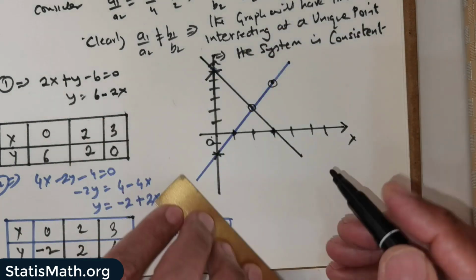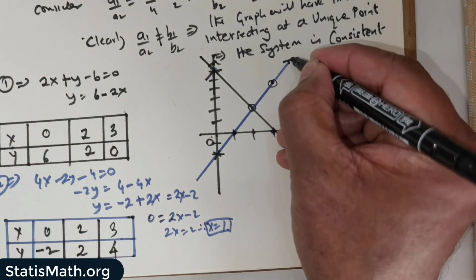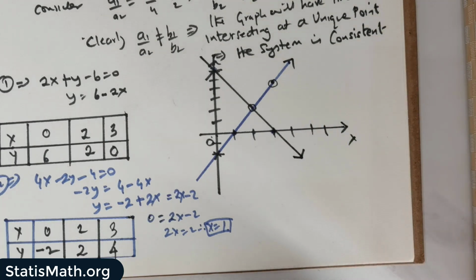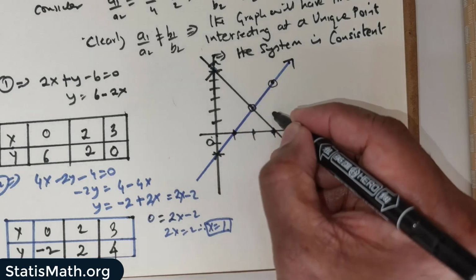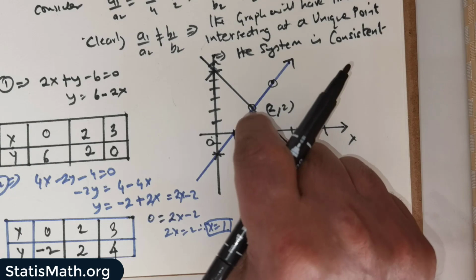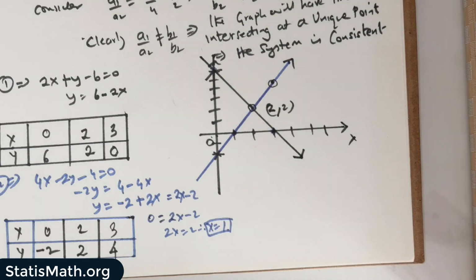So this is a beautiful graph. You can just place an arrow there. So this is the intersecting point. Intersection is occurring at 2, 2. So this is the only solution for this particular graph. And that's the reason it is consistent.